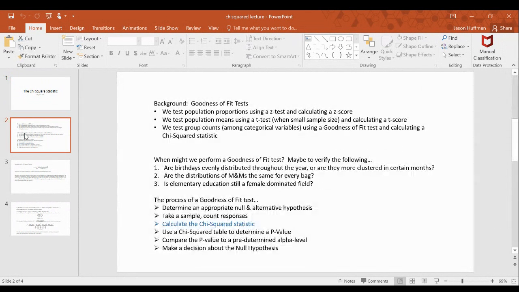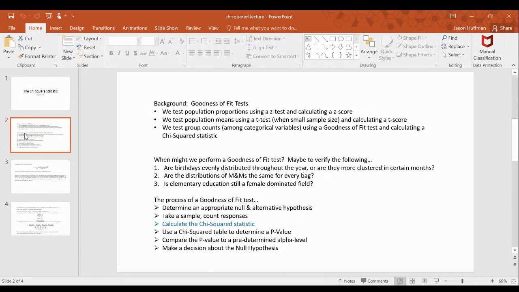So a little background on the purpose of the statistic. It is involved in what we call goodness of fit tests. And if you're asking, what is a goodness of fit test? It runs in the same vein as what we've been doing the last couple of weeks. Remember that when we test population proportions, we use a z-test and we calculate a z-score. This is within the realm of a hypothesis test. And just as we test population means under a hypothesis test, we use a t-test if the sample size is small, and we calculate a t-score.